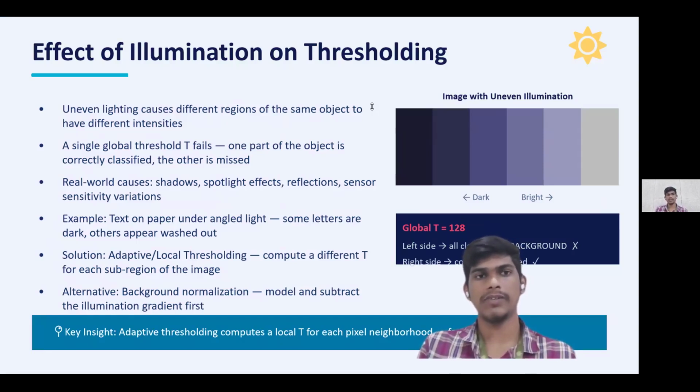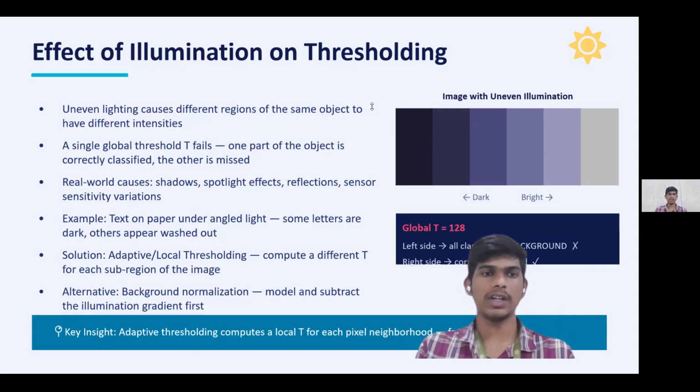Illumination is nothing but the effect of light on the object. Real world examples are shadows, spotlight effects, reflections, and sensor sensitivity variations. For example, let's say there is text on paper under a light. Some letters are darker and some letters are washed out because of the illumination effect. This leads to uneven lighting, which causes different regions of the same object to have different intensities.